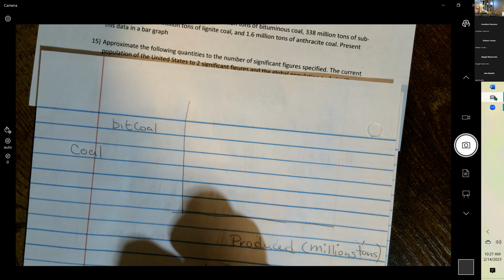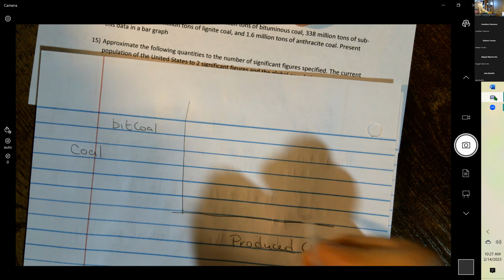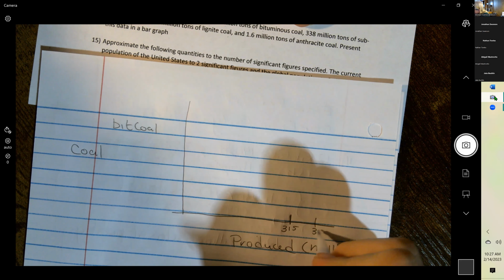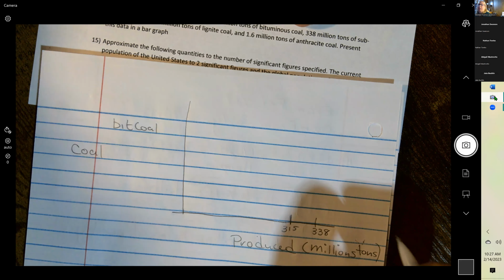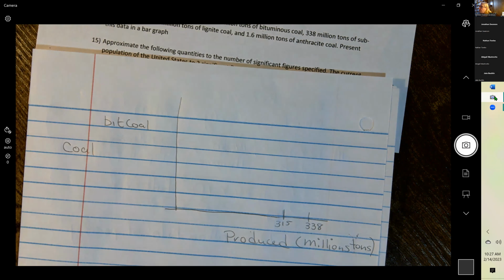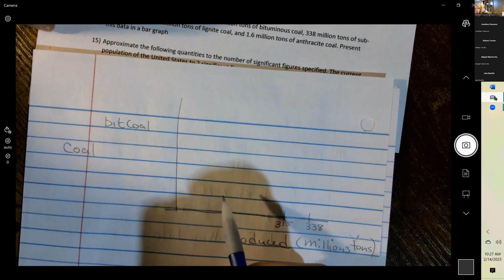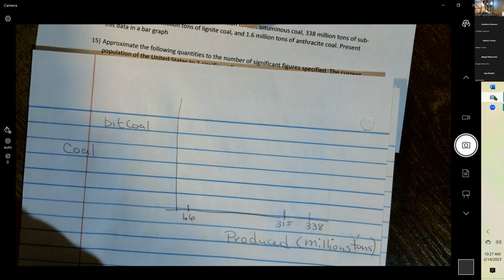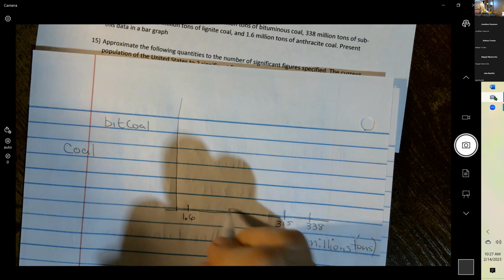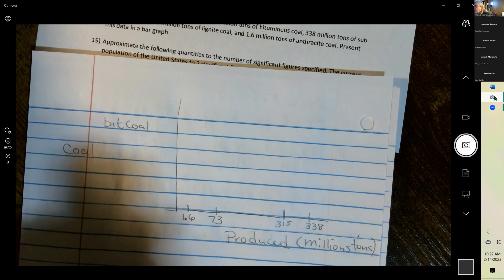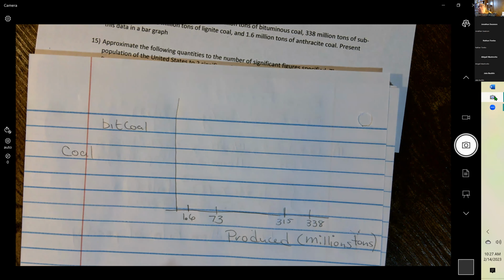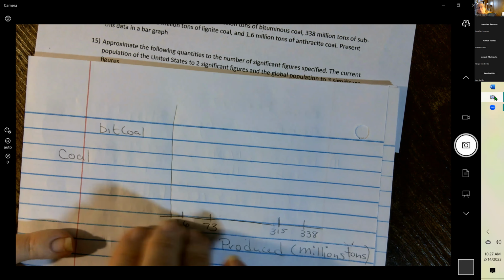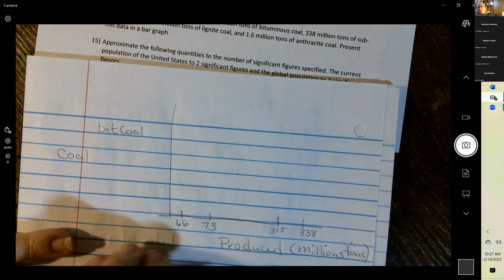315, 338. 1.6 to 338 is a pretty big gap. Is that going to be like this on the test? No, they'll be closer, because that 1.6 would be way over here. And then the 73. On a test though, they'll be closer, maybe all in the 300s or all lower. There won't be that huge gap.